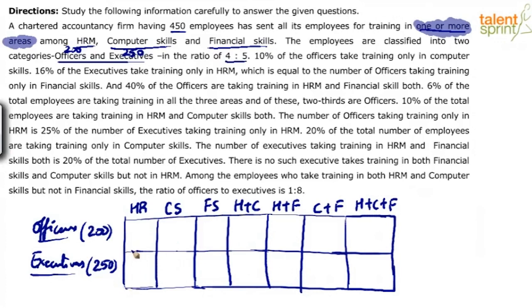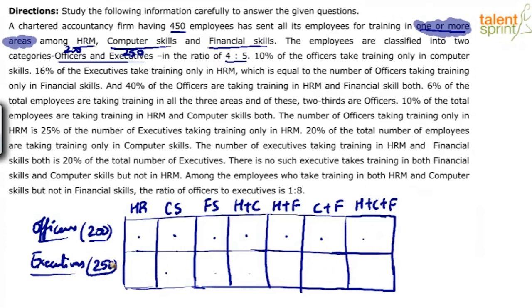So I now know that there are 200 officers and 250 executives, and these officers and executives are distributed across these categories. So only HR, only CS, only FS, HR and CS only, HR and F only, C and F only, and then H, C and F. So 1, 1, 1, 2, 2, 2, and 3. You getting it? Important points to be noted are the sum of all the cells in the top row should be 200 because total officers are 200. Similarly, sum of all the cells in the bottom row should be 250.